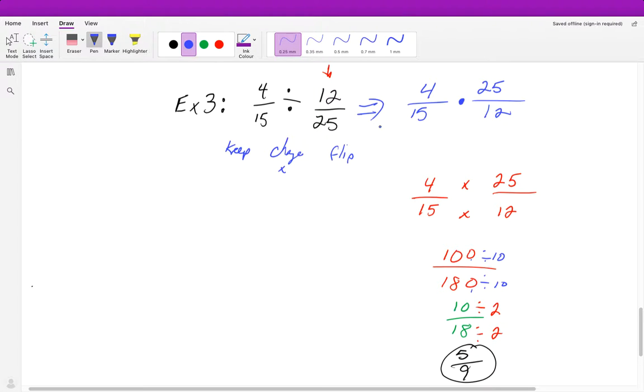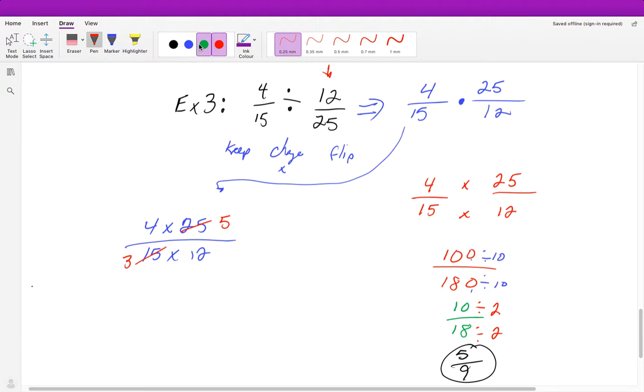All right, so now, once again, we're going to just start from here. So we can rewrite it under the same fraction: 4 times 25 over 15 times 12. And then we can start reducing. Well, 15 and 25, I know 5 goes into both of them. 5 goes into 15 3 times, and 5 goes into 25 5 times. And 4 and 12, 4 goes into both of those. 4 goes into 12 3 times, and 4 goes into 4 once.